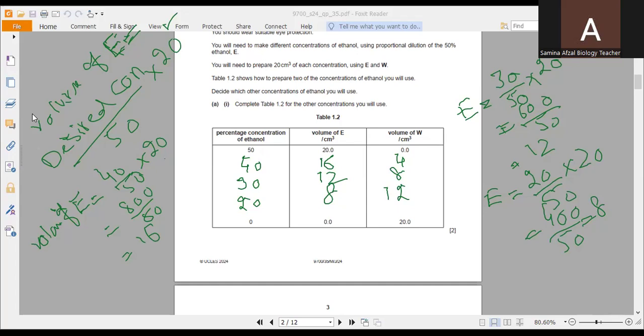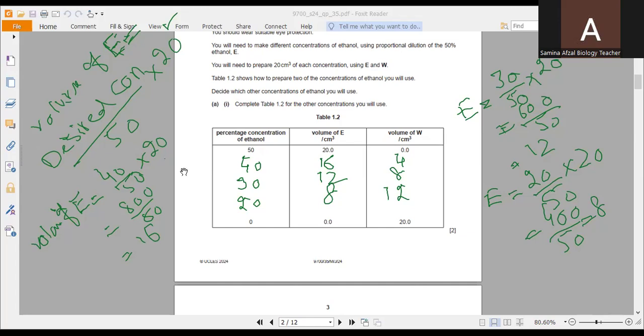So this is the very easy formula with the help of which you can calculate the volume of ethanol and the volume of water which will be used to make these concentrations. Hopefully you have understood how to make these calculations. So now I'm moving towards the next.